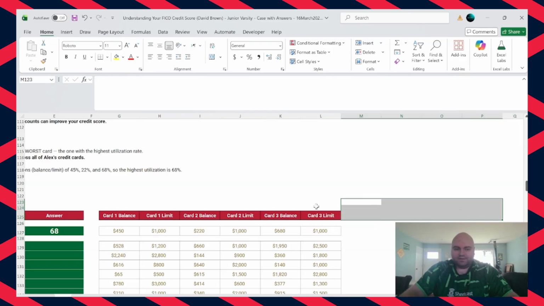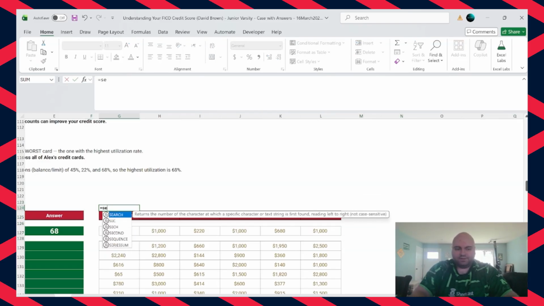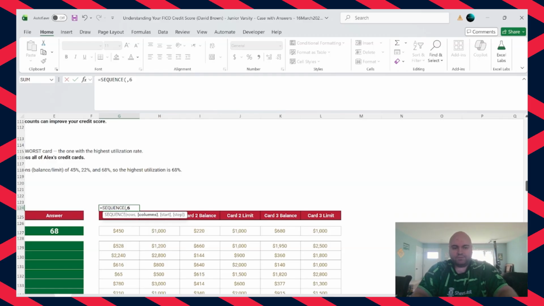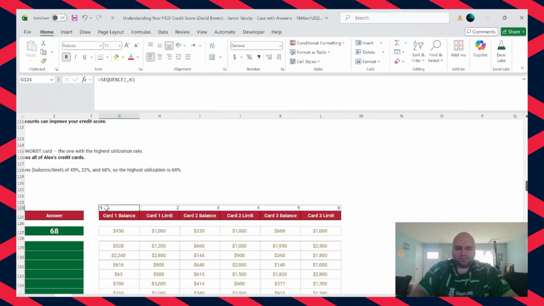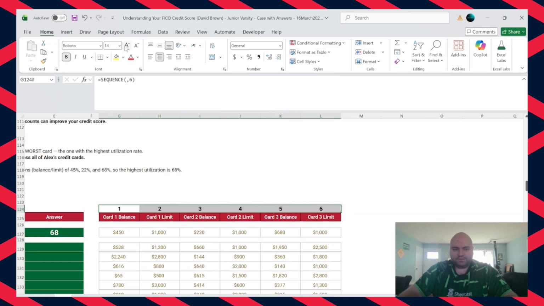So this is where knowledge of indexes will come in, and just to make things a little bit easier, let me put a sequence up here. Sequence, and I'm going to do it for columns. I'm going to do 6 columns: 1, 2, 3, 4, 5, 6. And I'll center these. Let's bold them. You know what, let's just make them bigger too.